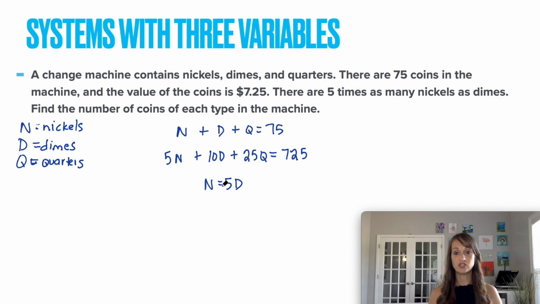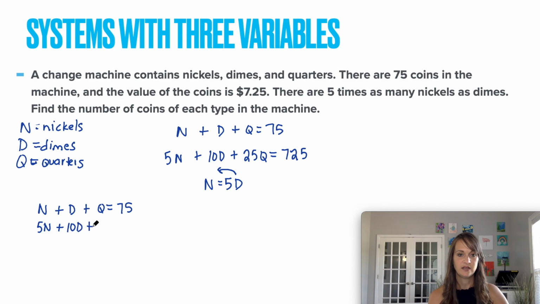Now, this systems of equations has been written. However, if we do want to solve it in the future, then all of it needs to line up. So if I want to line this up, well, the N's, the D's, the Q's, and the numbers are lined up for the first 2 equations, however, not for the third. So I need to get the 5D on the left-hand side. So if I do that, I will get N plus D plus Q equals 75. I'll get 5N plus 10D plus 25Q equals 725. And then I'll get N minus 5D plus 0Q equals 0.